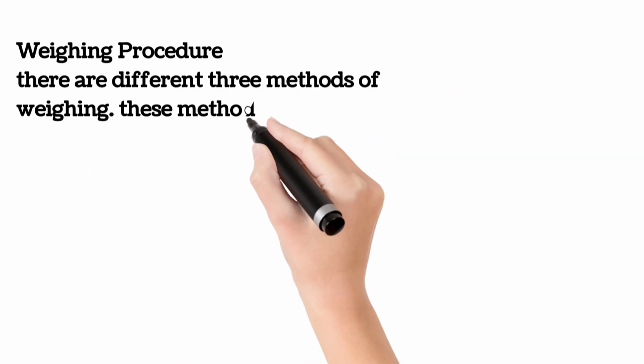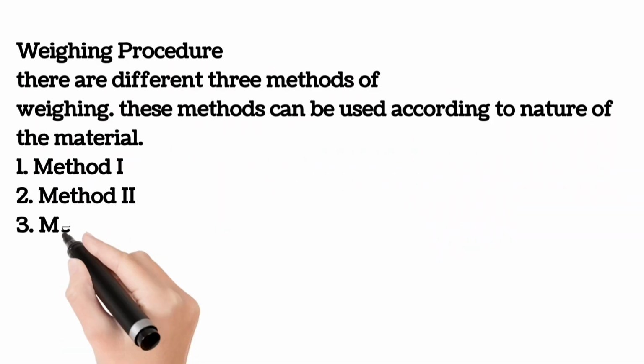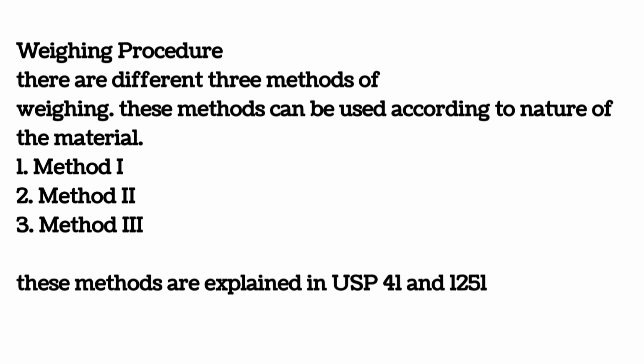After that, the next step is the weighing procedure. There are three different methods of weighing. These methods can be used according to the nature of the material.